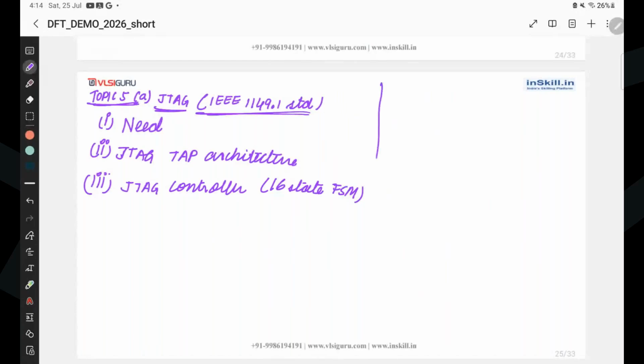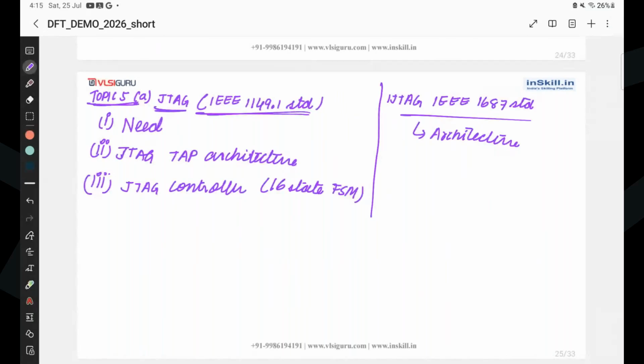And we will also be understanding about IJTAG, which is an IEEE 1687 standard. Okay, so in IJTAG, we will be understanding the architecture of IJTAG also. JTAG is IEEE 1149.1 standard. IJTAG is IEEE 1687 standard. And then we will be understanding the comparison between JTAG and IJTAG.